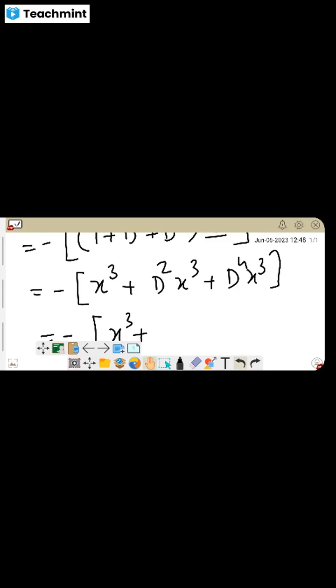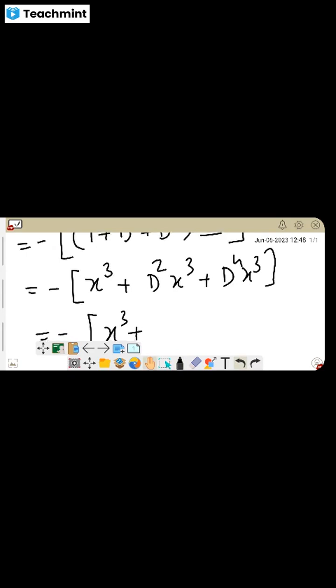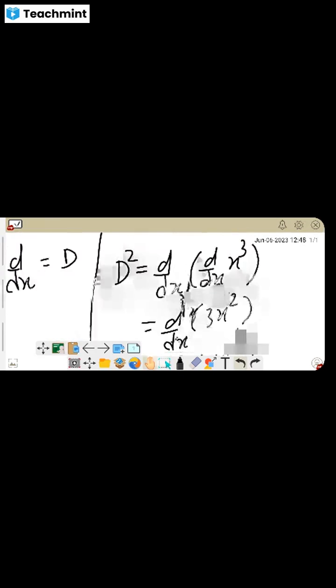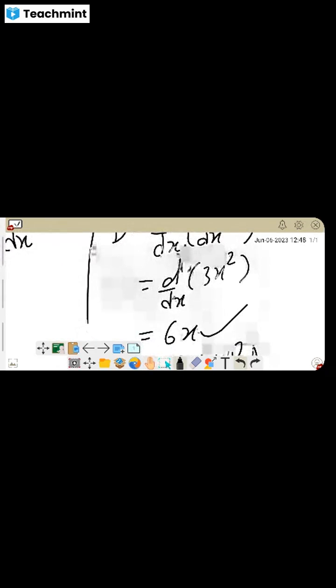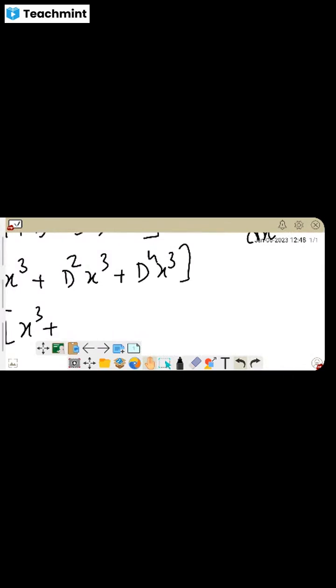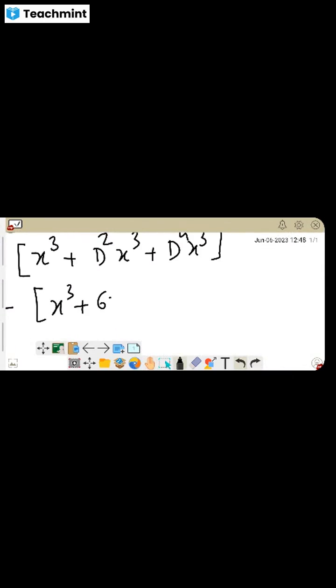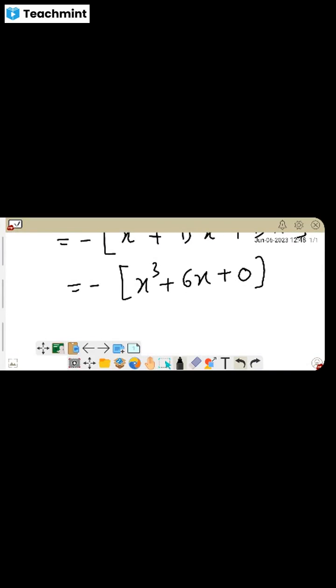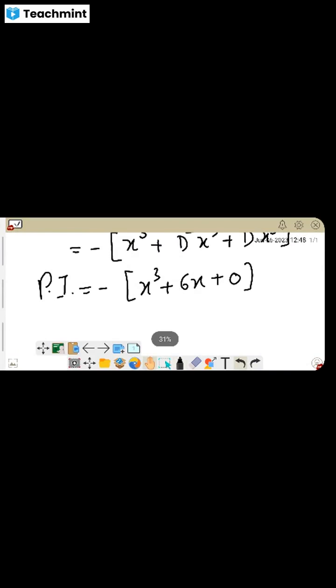So here the value of d square is 6x. So write down 6x, and the value of d4 is 0. So this is the value of pi.